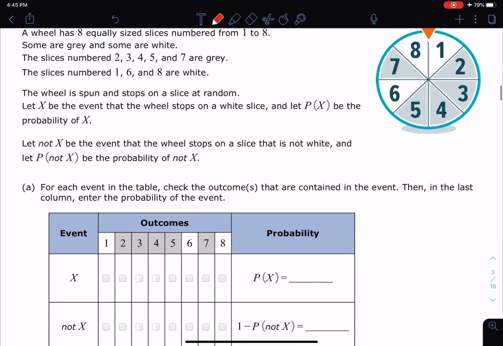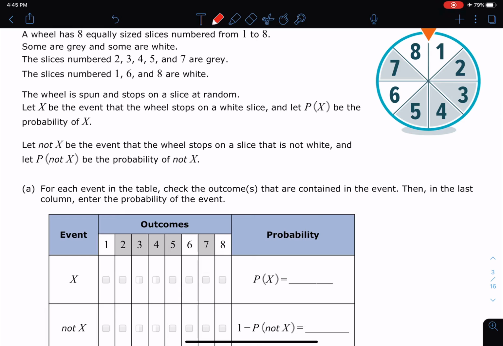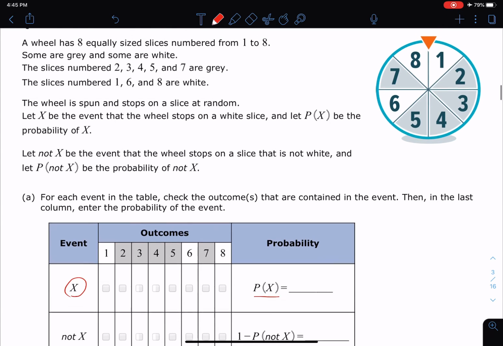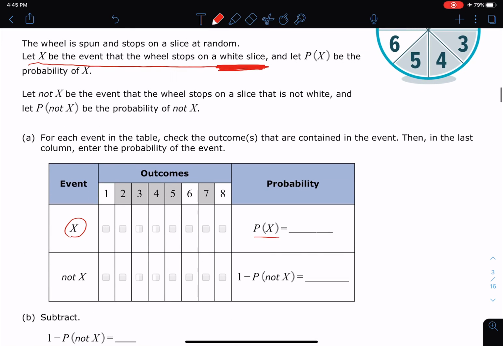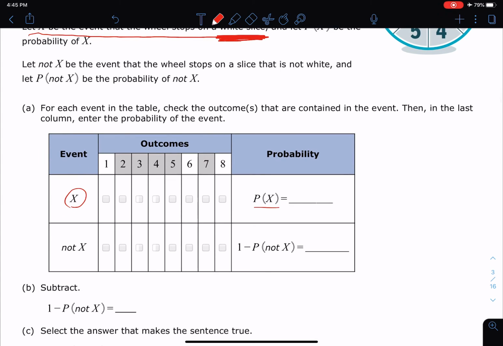And I come up here, and they're telling us event x, and they want the probability of event p of x. So let's make sure we know what event x is. Let x be the event that the wheel stops on a white slice. There's event x. And they got this nice little distribution chart here to help us see this.